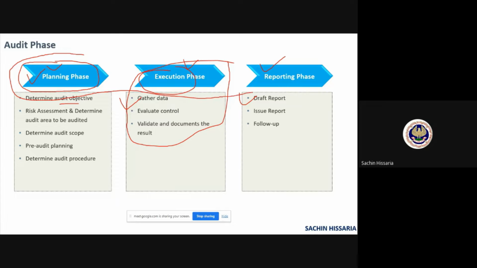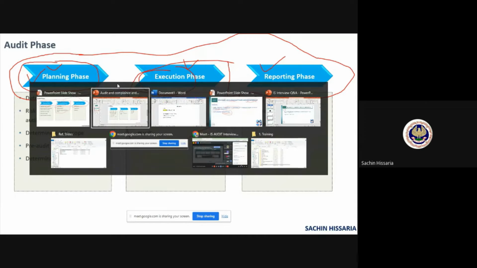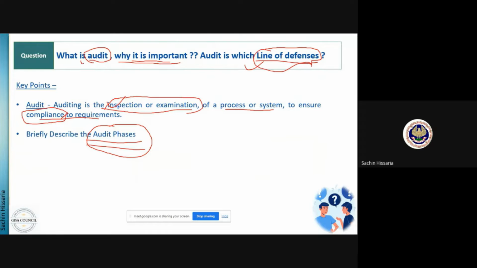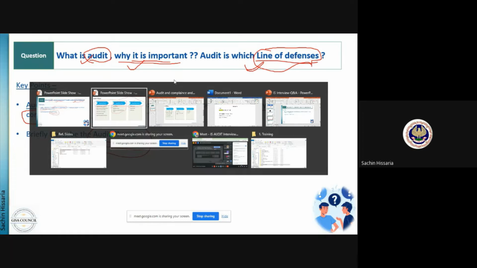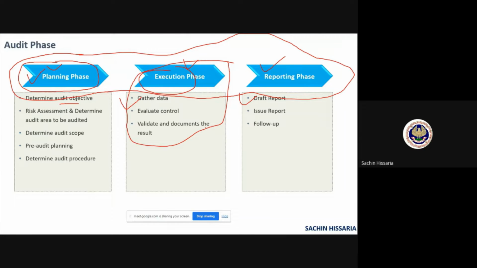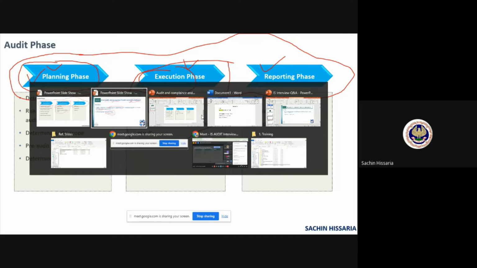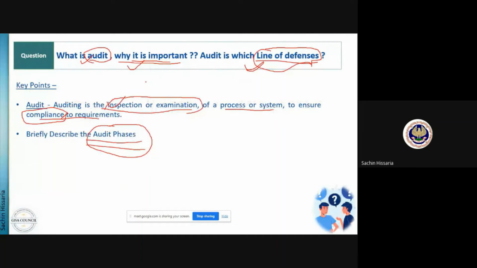Now, irrespective of whether you are doing an IS audit, an IT audit, or a normal process audit, these phases are applicable for all audits. So before appearing for an interview, we should know what audit is, why audit is important, and what the lines of defense are. To answer this question, we have discussed enough pointers on what you will include in your answer. So this is how you will answer the basic questions asked in the interview. Now we will move to the next question.